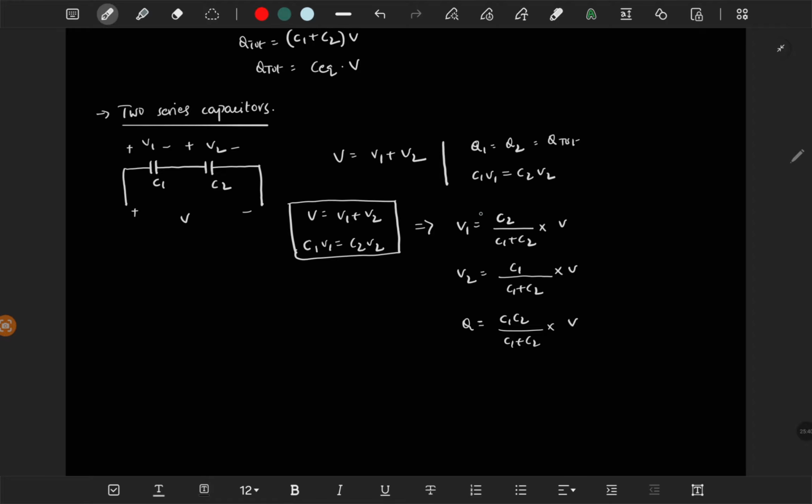So this Q, you can substitute in any one. Q is equal to C1 V1 or C2 V2. If you substitute this V1 or V2 in any of these values, then you will get C1 C2 by C1 plus C2. Suppose V1 is this C2 by C1 plus C2, right?